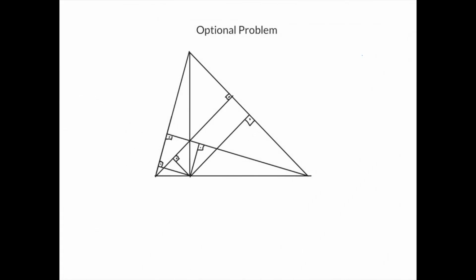Here is the optional problem. We have a triangle, and we drop two altitudes, like this and like this. We intersect them here, and then we take this line, and we intersect here. Then we drop perpendiculars from this point to this line here, to this line here, to this line here, and to this line here. We need to prove that the feet of these four perpendiculars lie on a straight line.